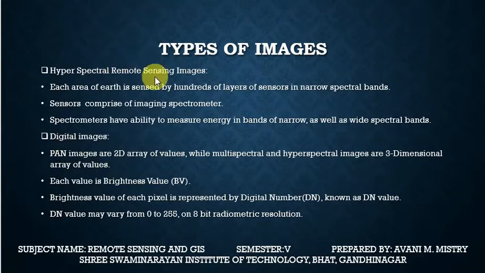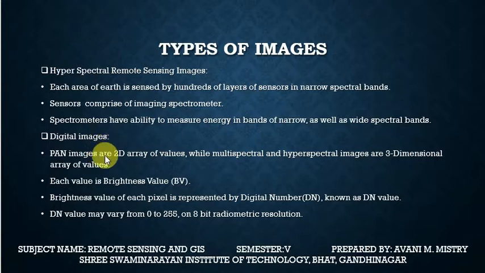Then the next one is hyperspectral remote sensing images. Each area of the Earth is sensed by hundreds of layers of sensors in narrow spectral bands. Sensors comprise an imaging spectrometer. A spectrometer has the ability to measure energy in narrow as well as wide spectral bands.